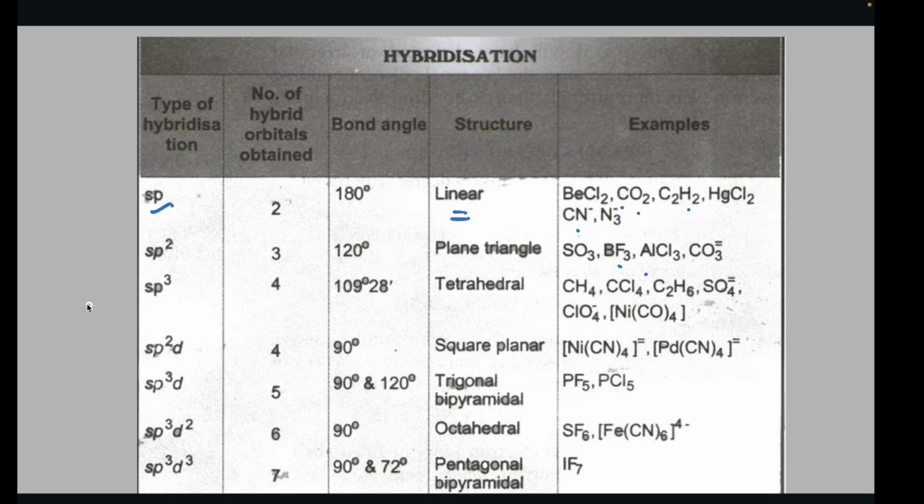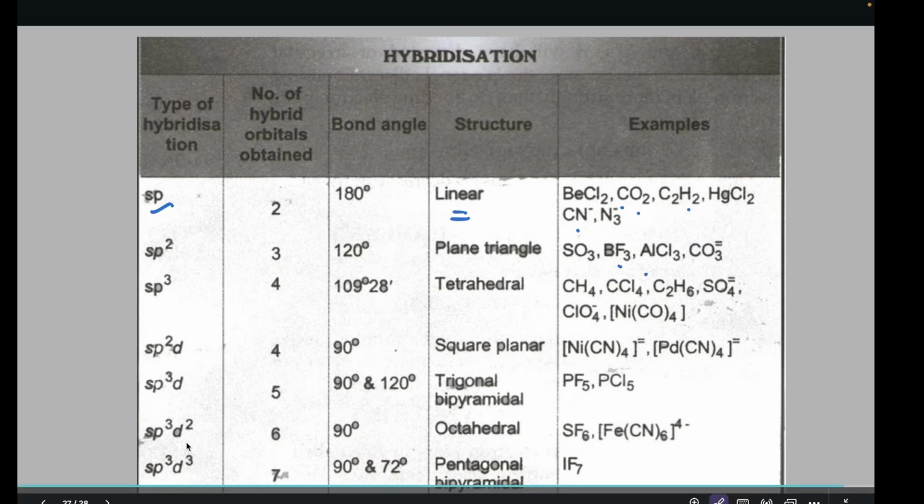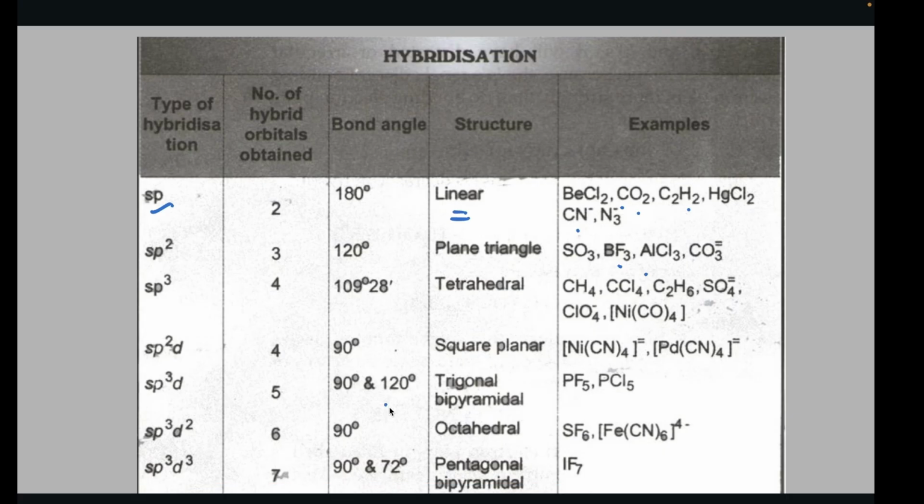Then we have sp3 hybridization, which involves 1s and 3p orbitals. This gives tetrahedral arrangement as in methane, carbon tetrachloride and C2H6. Now moving to d orbital involvement, like sp3d hybridization, which gives trigonal bipyramidal geometry, sp3d² hybridization, which gives octahedral geometry, sp3d³ hybridization, which gives pentagonal bipyramidal geometry. And here in this row, I mentioned the bond angles.